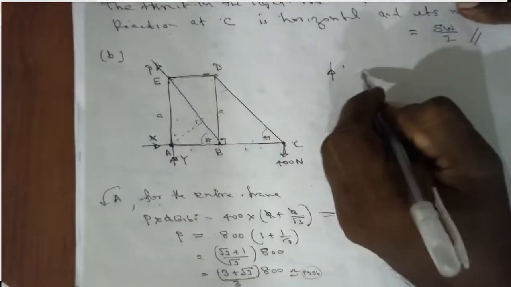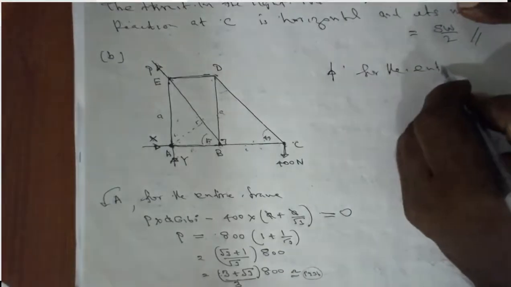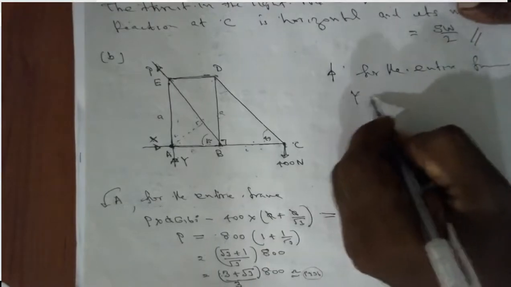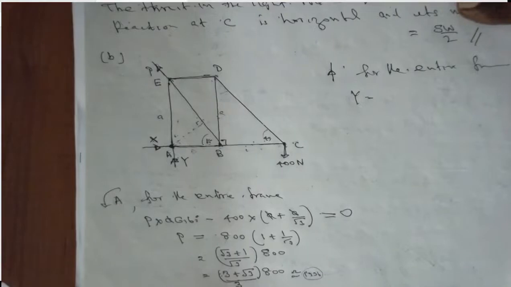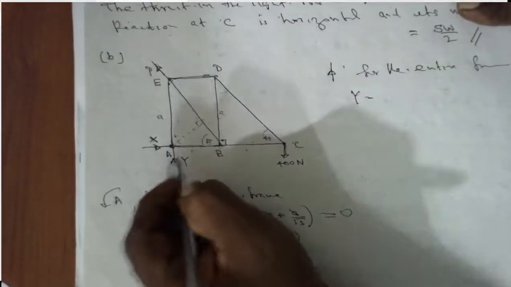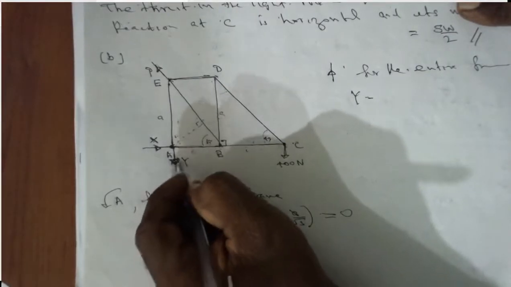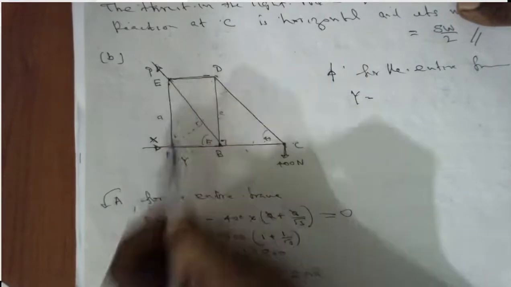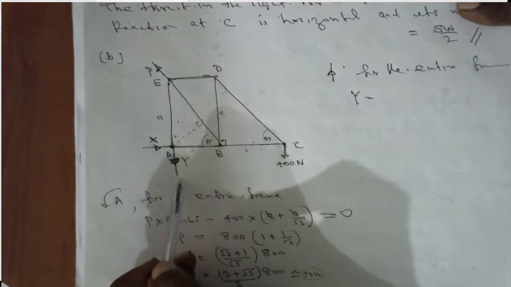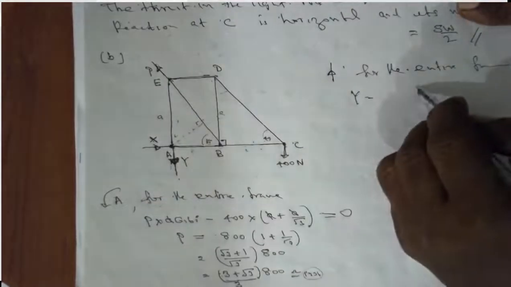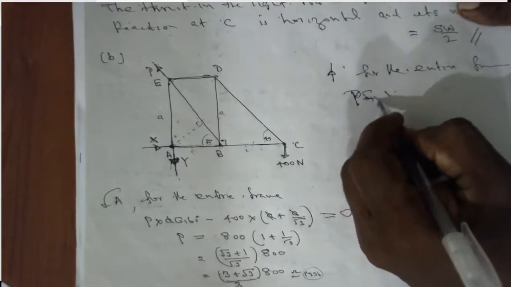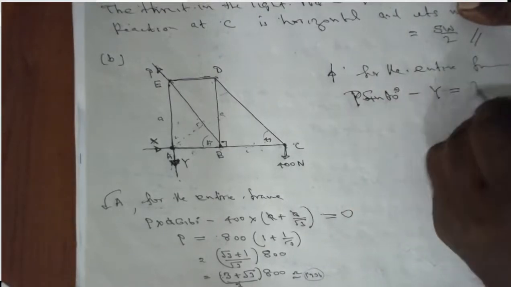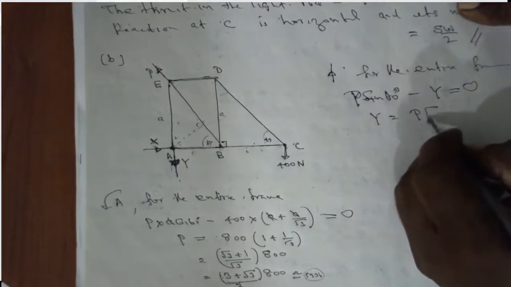Now you resolve vertically for the entire frame. Y minus, y plus, both y and p are vertically upwards, no? Actually y should be downwards in order to maintain the equilibrium. P upwards, no? Right? Then y, p minus y, p sin 60 minus y equals 0. So y equals p root 3 by 2.